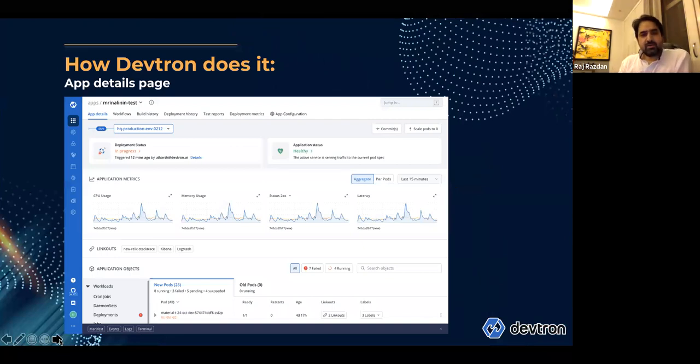I thought I'll give you a little peek of the system. This is actually a peek into our app details page, where it gives you a little bit of screenshot of workflows, build history, application metrics. It gives you a sense of what's happening in the system on the app details page.